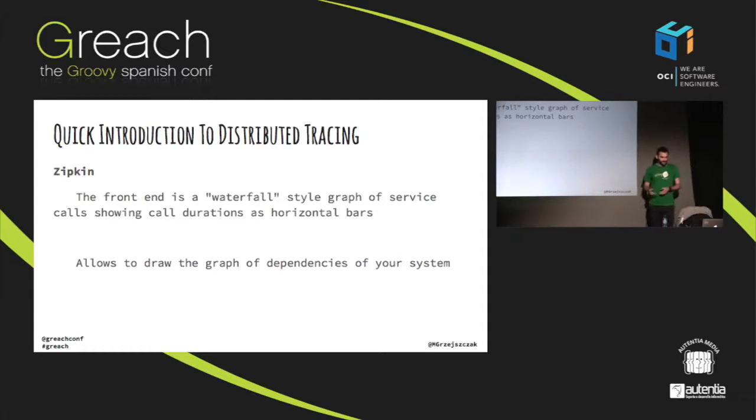The front end of Zipkin is like waterfall digraphs. So it shows you the call durations as horizontal bars. And this is really cool. It allows you to draw the graph of dependencies of your system. So once you plug it in, you, for example, use Spring Cloud Sleuth, you immediately can sketch on production the topology of your system. And in our end-to-end tests, only fairly recently, unfortunately, I could have done it earlier, we're explicitly checking this graph of dependencies.